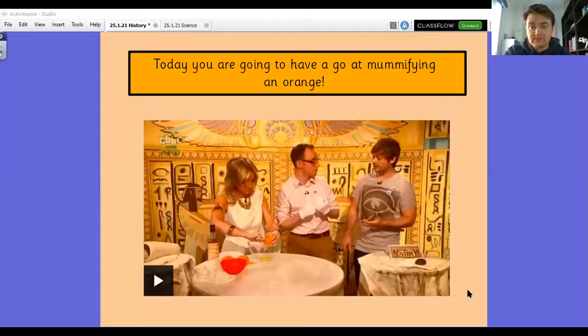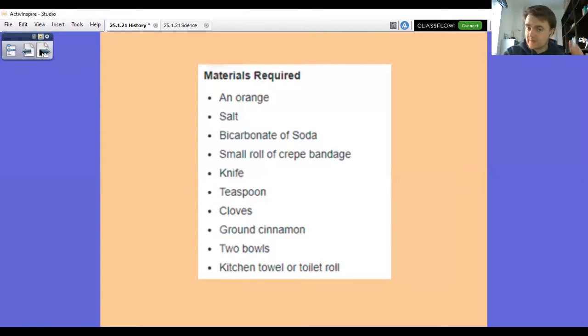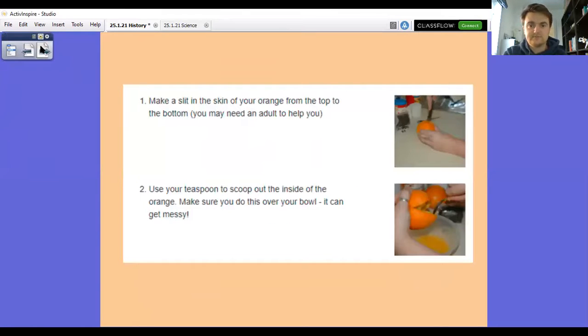And then I'll give you the set of instructions now. They are also as a document on Teams as well. So if you want to have a go at mummifying an orange, these are the things that you will need. Lots of these you will already have access to. Some of them you may need to go out and get. Some of them you might just not have enough of them. And then I'll rattle through the instructions here, because they are all on Teams as well.